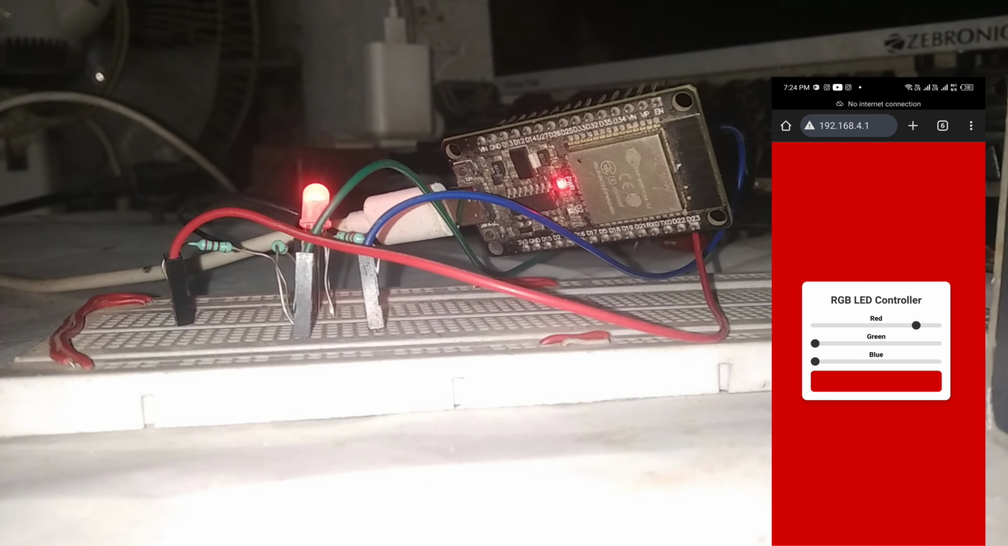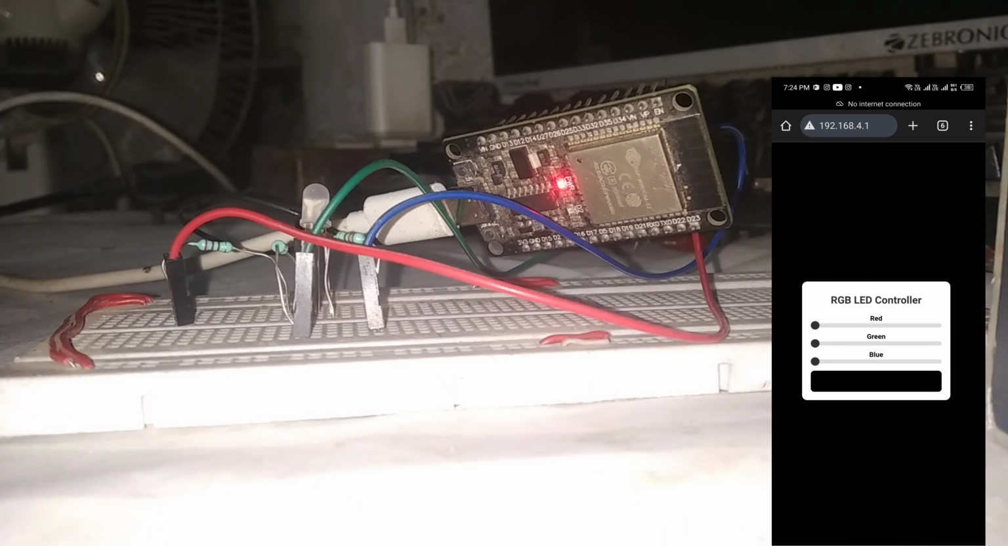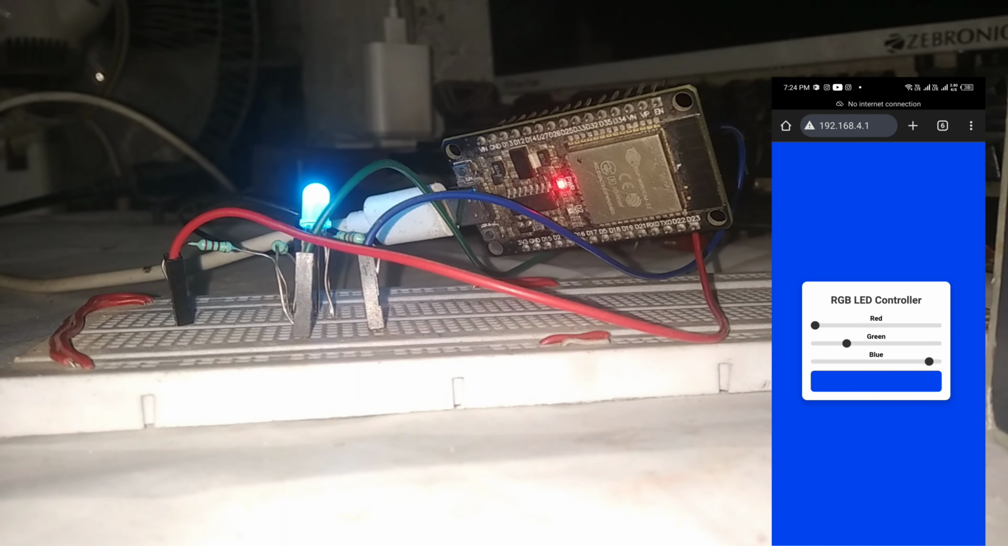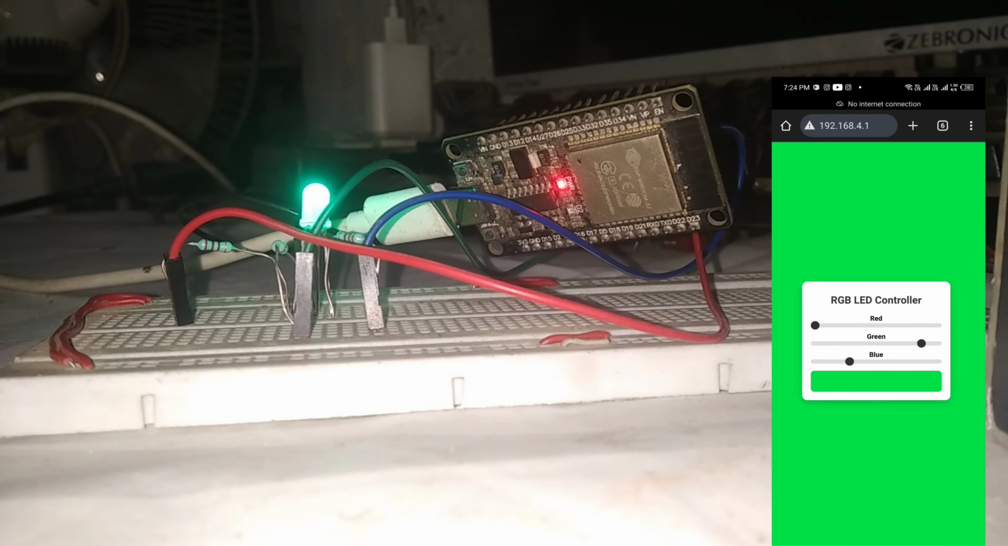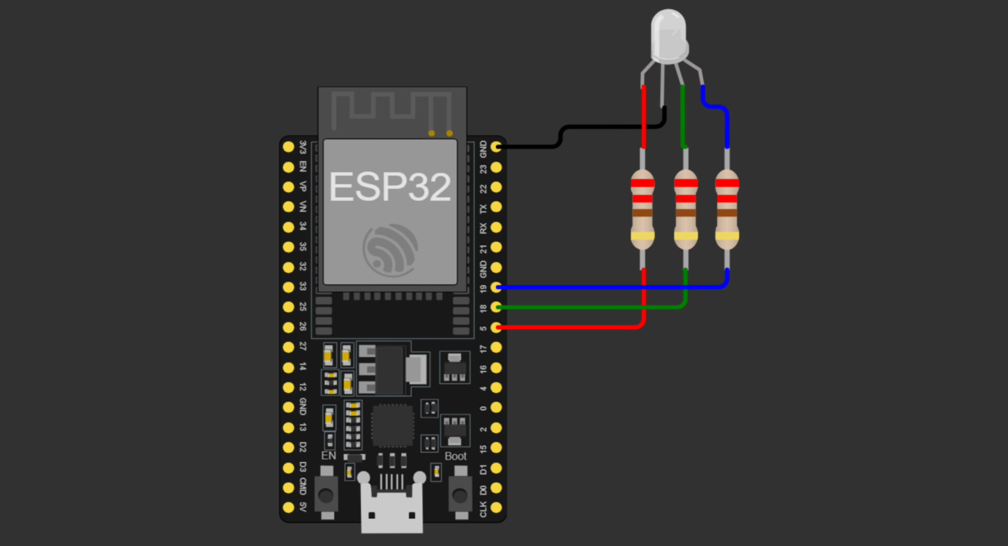In this video, we will learn how to set the RGB LED to any color through our smartphone browser using an ESP32 board. The given circuit diagram shows how to interface a common cathode RGB LED with an ESP32 board.